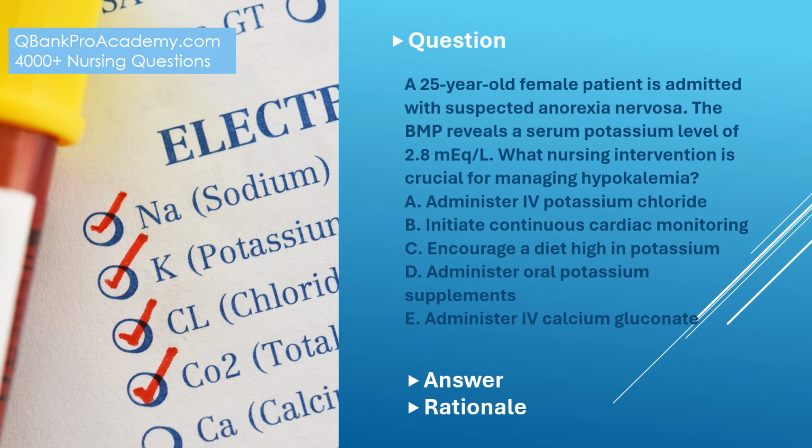Question: A 25-year-old female patient is admitted with suspected anorexia nervosa. The BMP reveals a serum potassium level of 2.8 mg/L. What nursing intervention is crucial for managing hypokalemia?